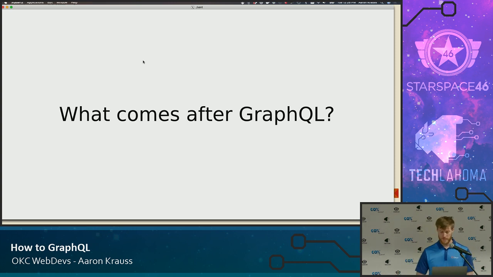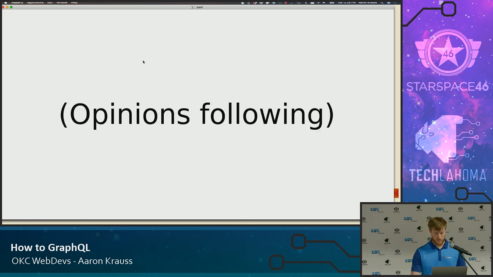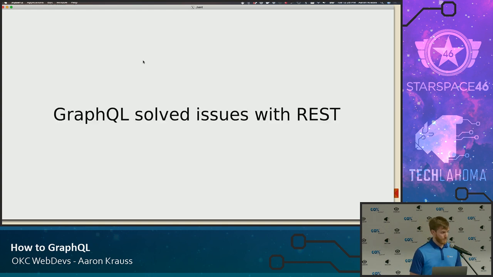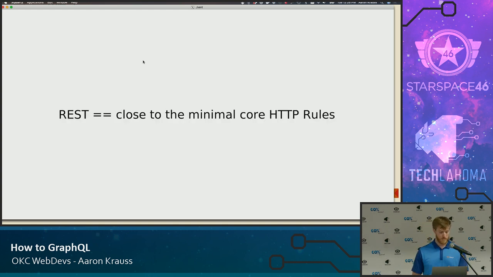I feel like everyone always wants to know what comes after GraphQL, and I clearly have no idea. But I do want to share an interesting pattern that I've found while working with GraphQL and researching it. Opinions following. Totally my opinions. So GraphQL solved a lot of issues with REST. And REST was known for being this really flexible thing that was basically the core HTTP rules, and you're just using those to your benefit. There was already a rule set by HTTP. We're just using them. However, we obviously ran into issues where that became inflexible. But for a decade or more, it's been awesome.